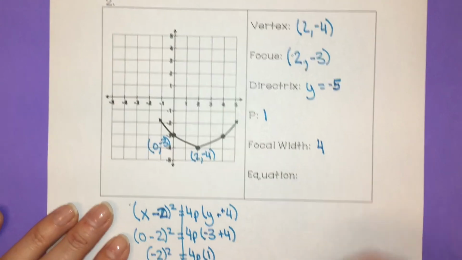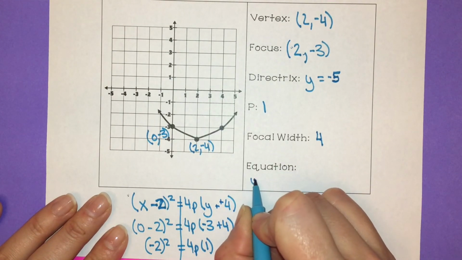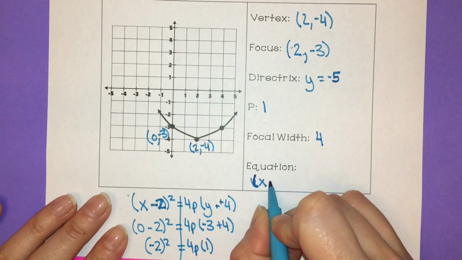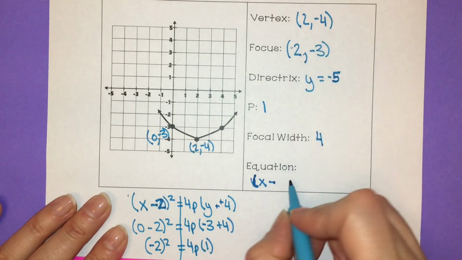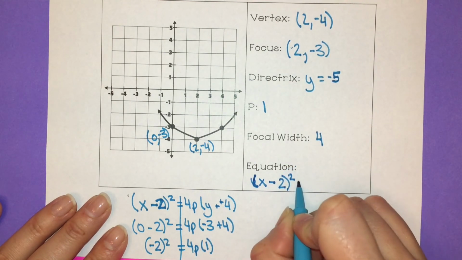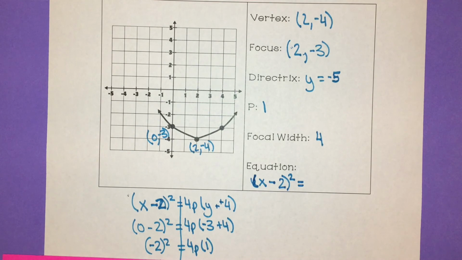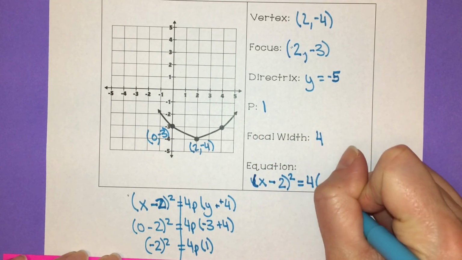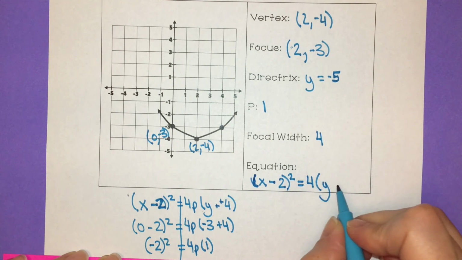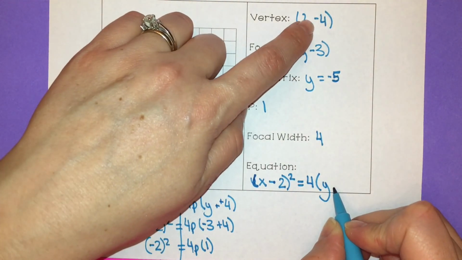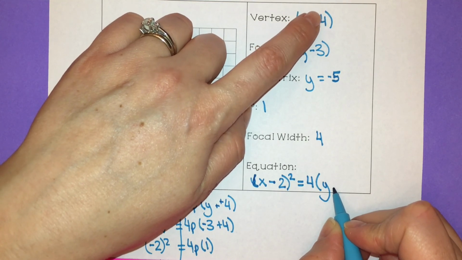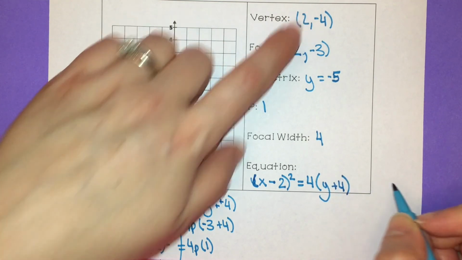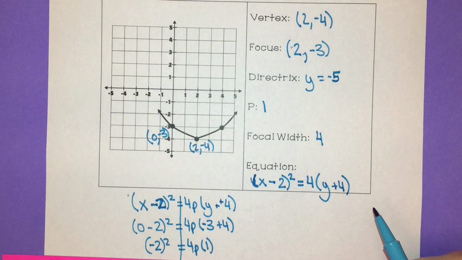Okay, so then our equation. We have, make a parenthesis, x minus, the x coordinate of the vertex is 2, squared equals 4p, 4 times p, or 4 times 1, which is 4, times y minus the y coordinate. Well, y minus -4 is the same thing as y plus 4. And that is our answer.